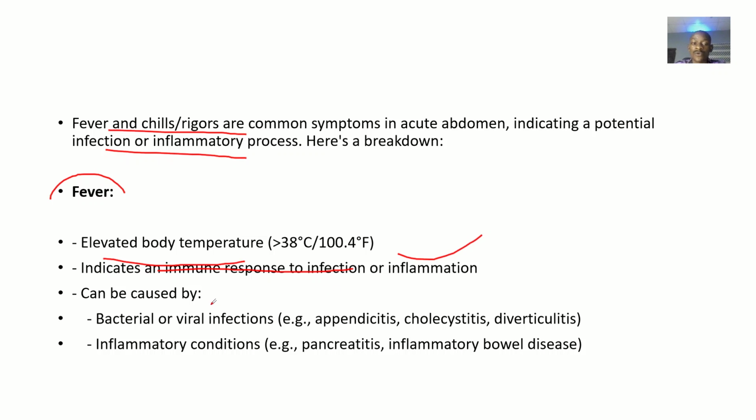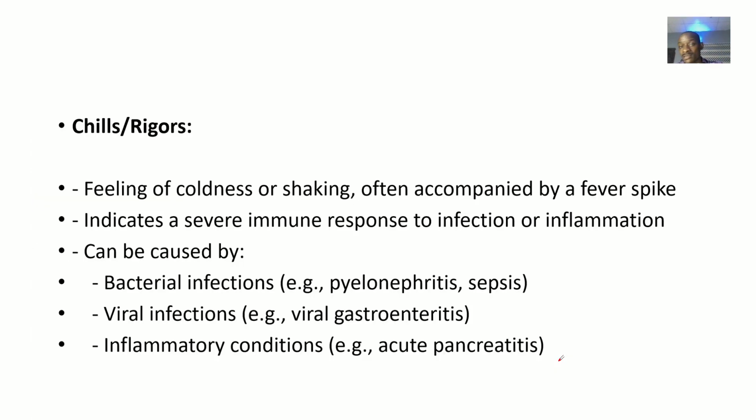And the fever now could be caused by what? Basically, when you see fever in the patient that is complaining about acute abdomen, you start suspecting things like what? Bacterial or viral infection. And this could be possibly due to an underlying appendicitis, cholecystitis, or diverticulitis. Okay? Then, if it is an inflammatory condition, you'll be suspecting things like what? It could be pancreatitis, it could be inflammatory bowel disease. Okay? Now talking about the chills and rigors.